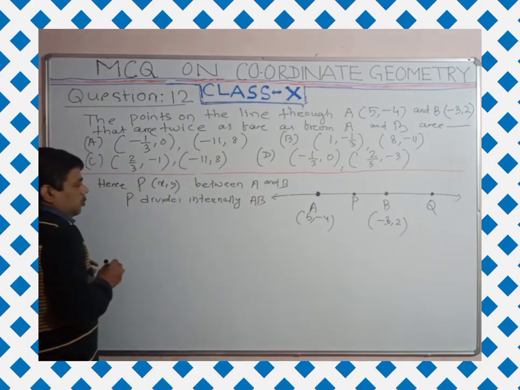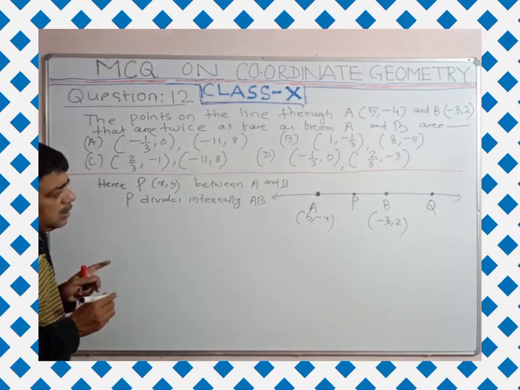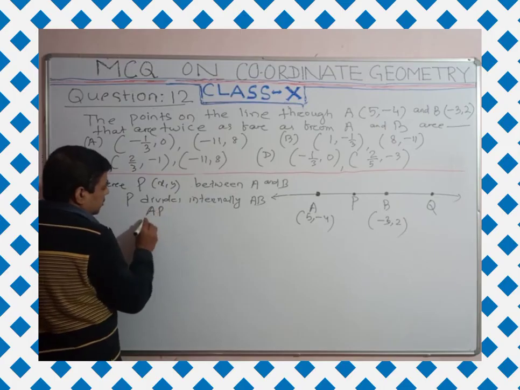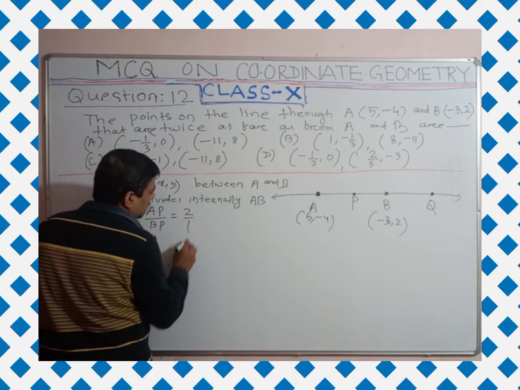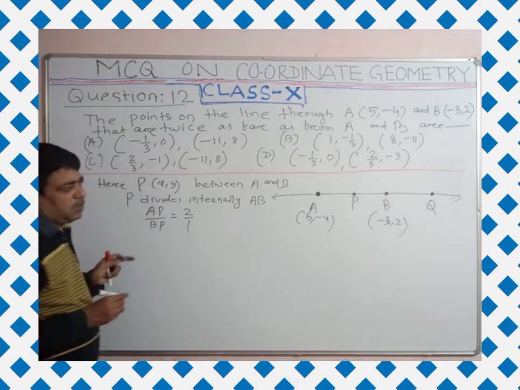Understand? And the distance of the point P from A is twice as much as from B. That means AP by BP must be equal to 2 by 1. Understand? That means AP is twice of BP.